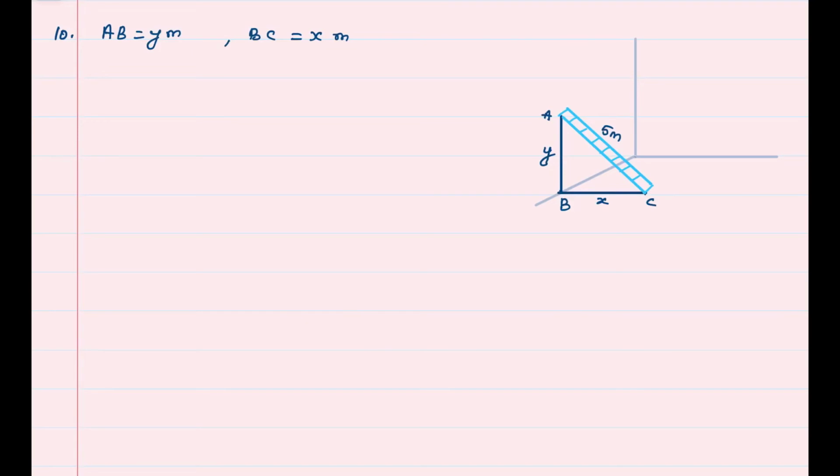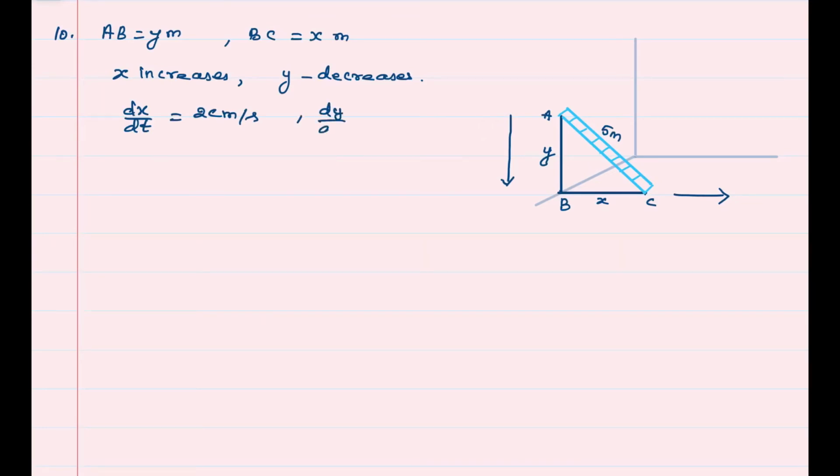If the foot of the ladder is pulled away from the wall, x increases. When the bottom is pulled away from the wall, the height of the ladder on the wall will decrease. Y decreases. And it is given that the ladder is pulled away from the wall at the rate of 2 centimeters per second. dx by dt is 2 centimeters per second. And we have to find dy by dt. And the foot of the ladder is 4 meters away from the wall.